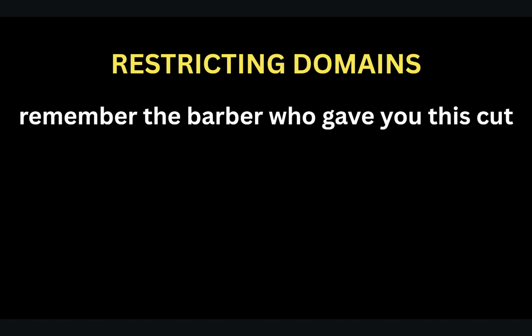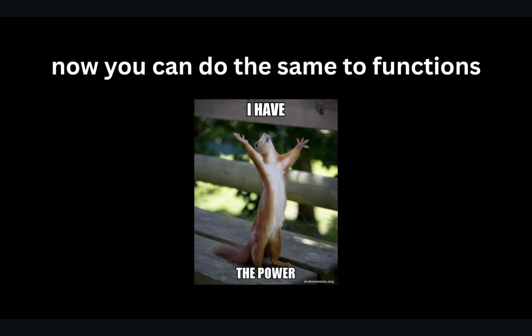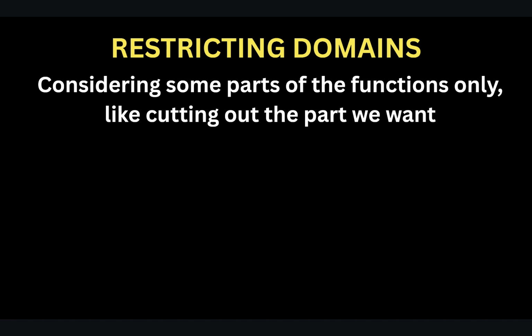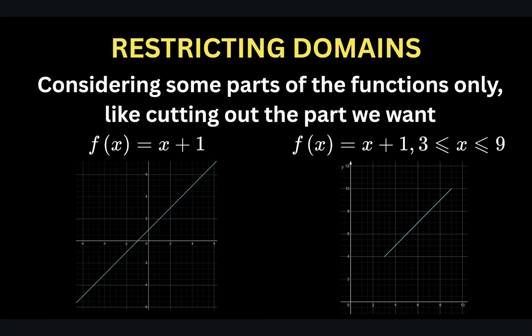And it's time to introduce you to restricting domains. Remember the bubble who gave you this card? Now you can do the same to functions. Restricting domain means that we are considering some part of the functions only. For example, x plus 1, the graph continues indefinitely. But if you restrict the domain to between 3 and 9, you sort of cut out the part you want only. As such, restricting domain is just like cutting the functions.